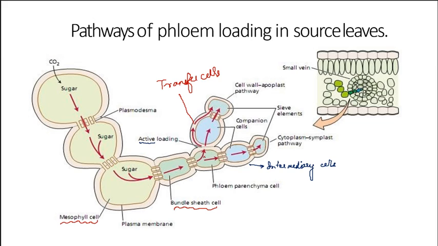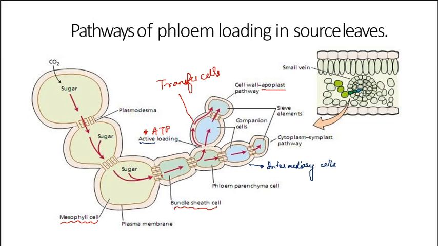So sugar is pumped into the companion cell, then through the plasmodesmata. Then from the companion cells through the plasmodesmata, they enter the sieve tube element. Okay, this pathway is known as apoplastic pathway. Clear? And remember one thing very important, that when from the apoplastic region sugar is pumped, when sugar enters the companion cell, they require energy. Okay. So in one step of the apoplastic pathway, energy is required.